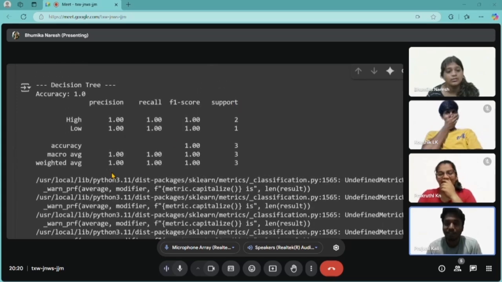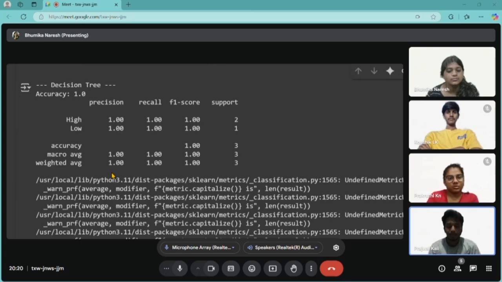Next, decision tree accuracy is 100%. Here for high, precision is 100%, recall 100%, F1 score 100%, support 2. And for low, precision 100%, recall 100%, F1 100%, support 1.